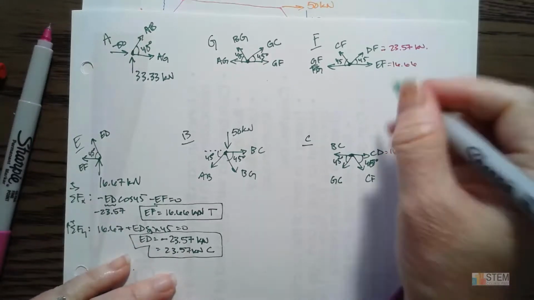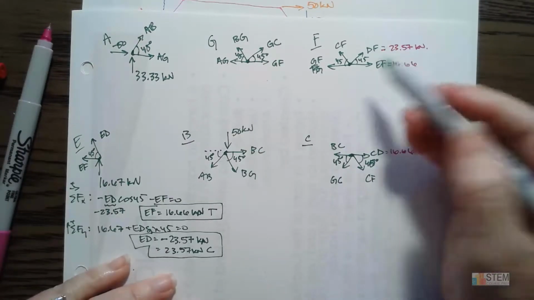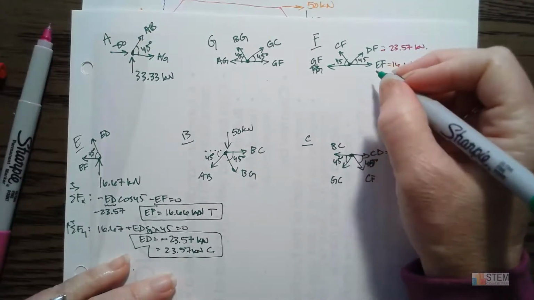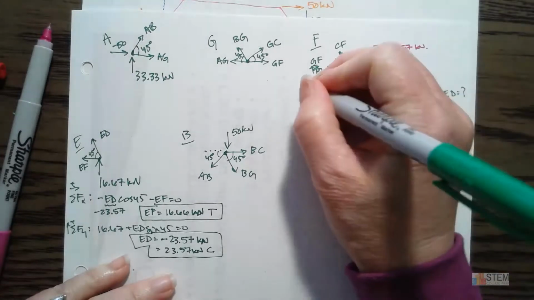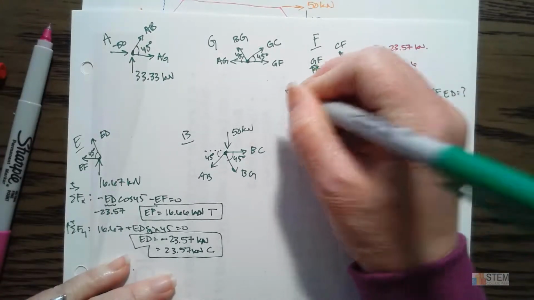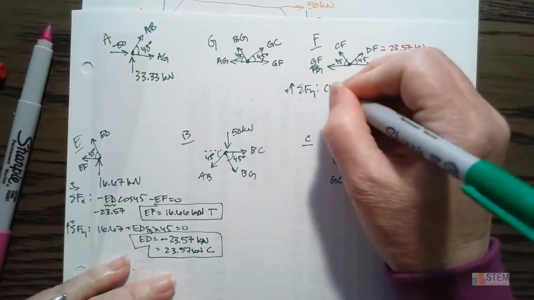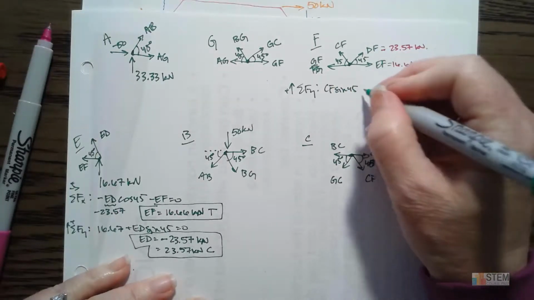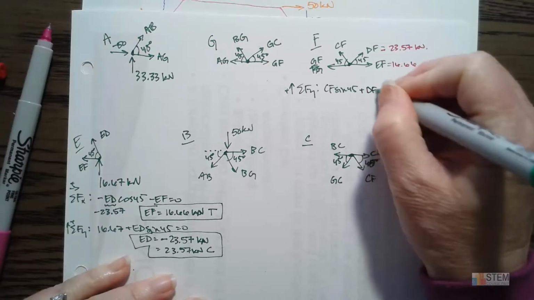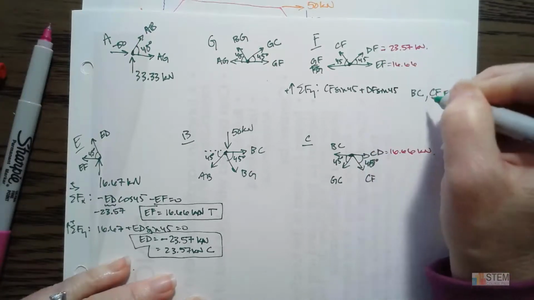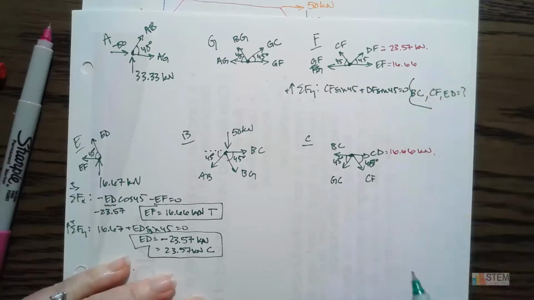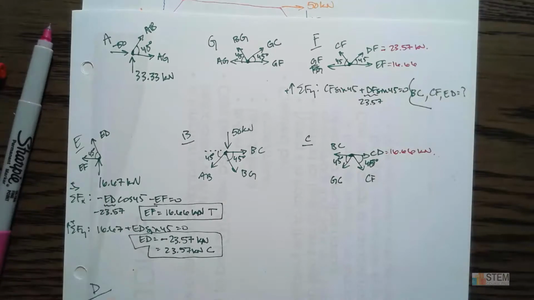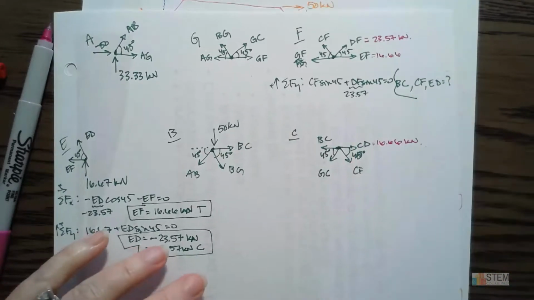All right. And I don't really need to find GF, right? I just need the CF. So let's do that. Let's use the Y equation. That will give us CF. Okay, so we got positive CF sine 45, and then we've got positive DF sine 45. That equals 0. Now I know what DF is. So 23.57. So now we can find CF.